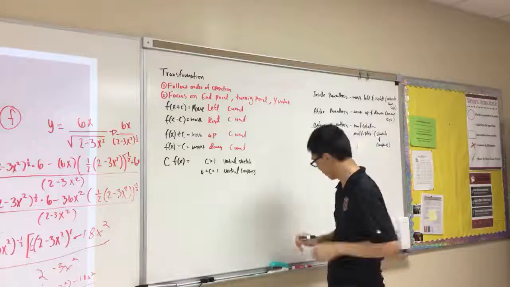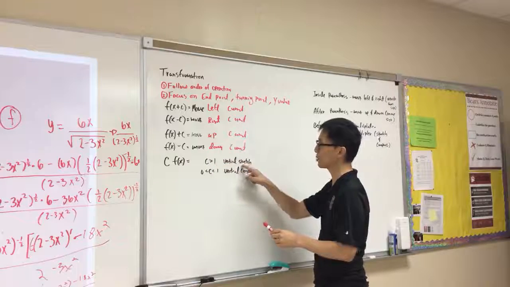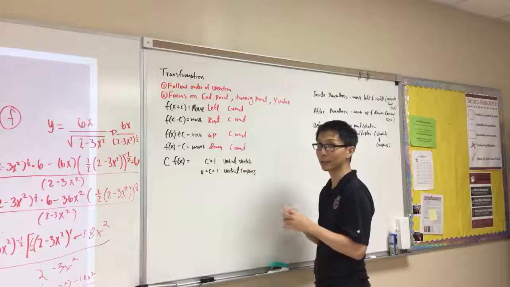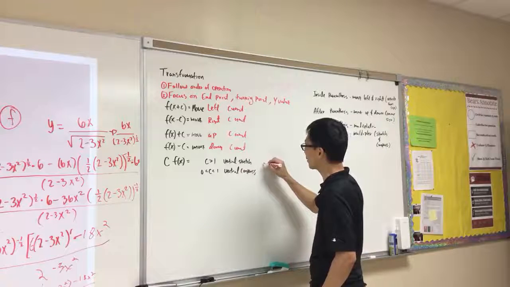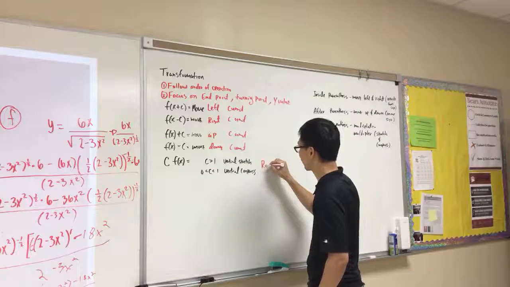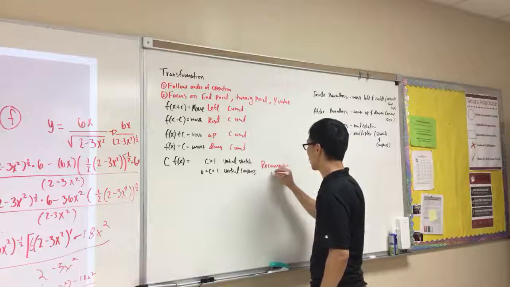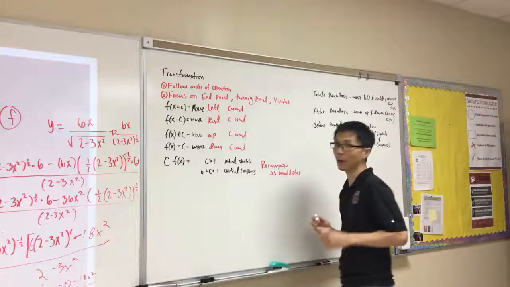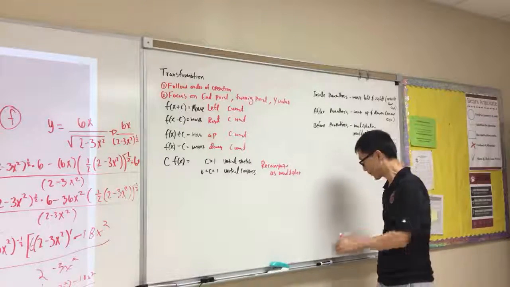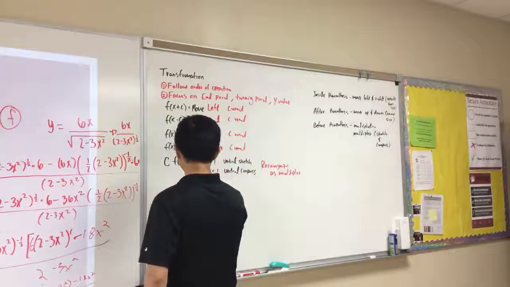So you just know c greater than 1 is a stretch, and c between 0 and 1 is going to be compressed. For example, 1/2 is going to be compressed. Now for me, I recognize it as a multiplier, and we're going to talk about what a multiplier is. Okay.